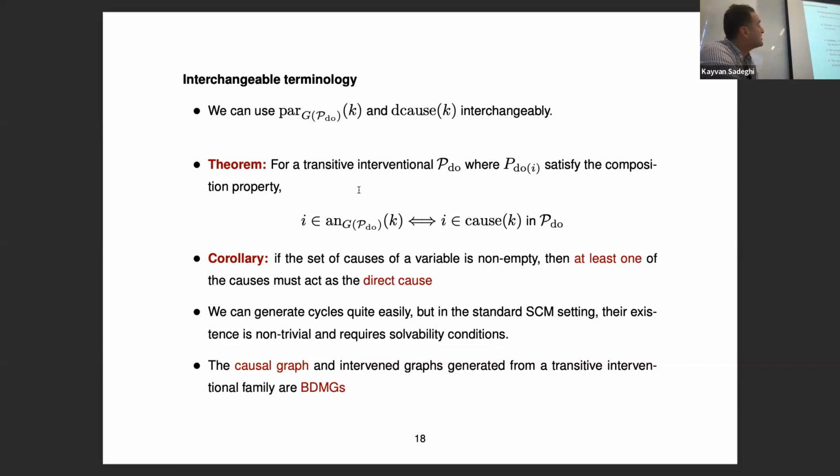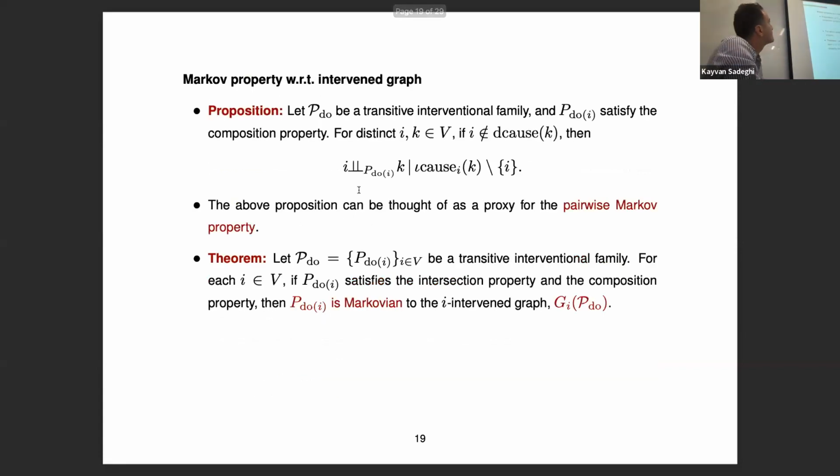And then we can generate cycles quite easily. We can easily make examples of these families to have causal cycles. And as I said, that's not the case for SCMs at all. So that's one advantage we have over SCMs. And I can show that what we generate is actually a directed mixed graph. You might even see it. It's not that hard to see.